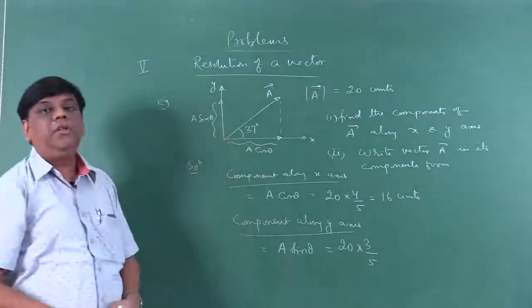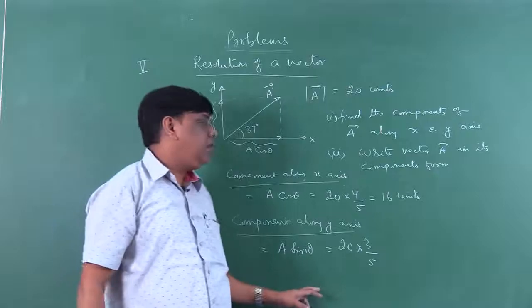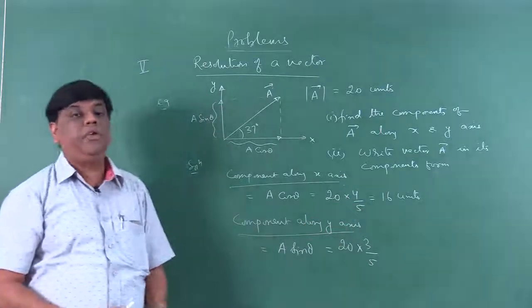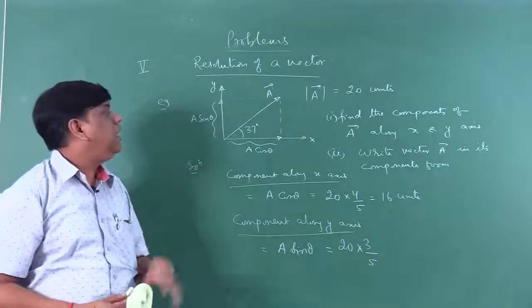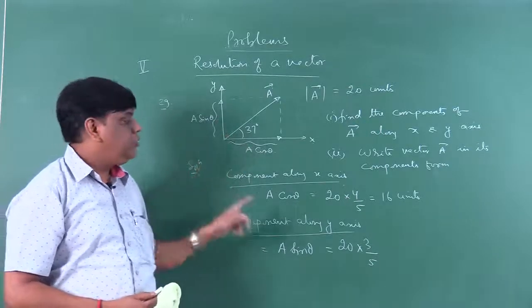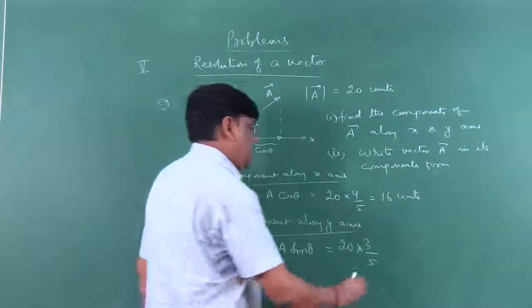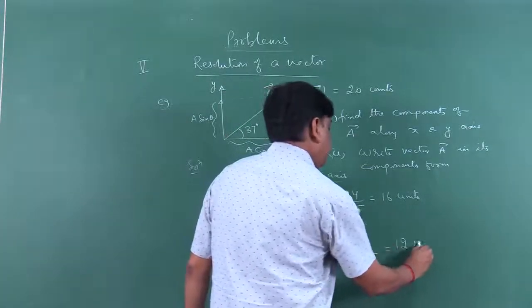Sorry, ये डाटा बेटा याद रखना, बहुत ऑफेनली फिजिक्स में यूज करेंगे हम लोग. Sin 37 3 by 5, cos 37 4 by 5. और इसका कॉम्प्लीमेंट्री एंगल आ जाएगा 53 डिग्री. तो जो साइन है वो cos बन जाएगा और cos का वैल्यू sin बन जाएगा. सो दैट इज इक्वल टू 12 यूनिट्स.